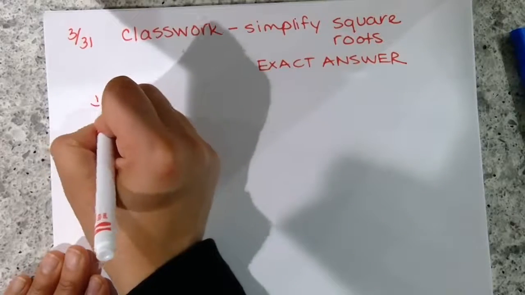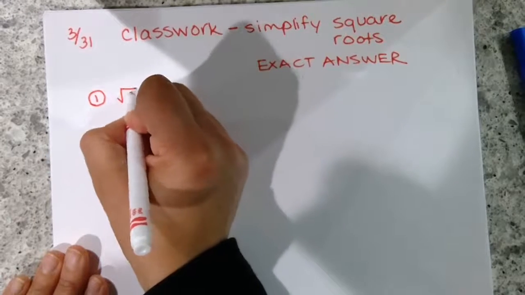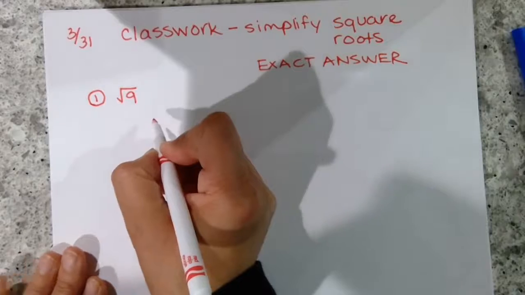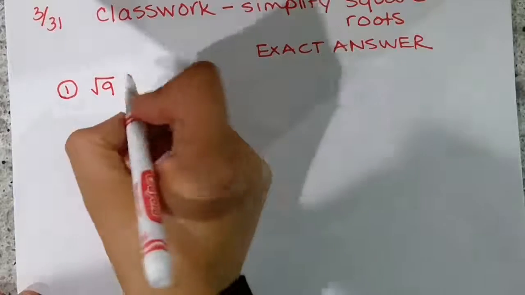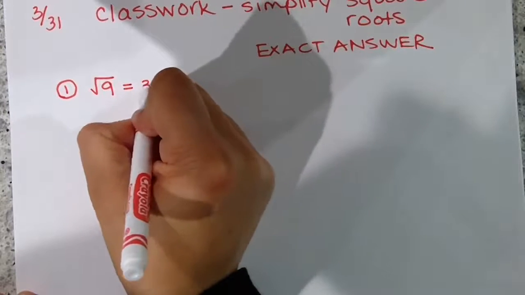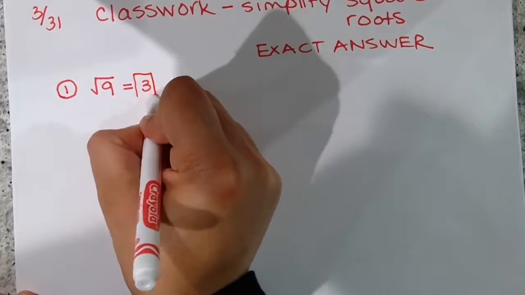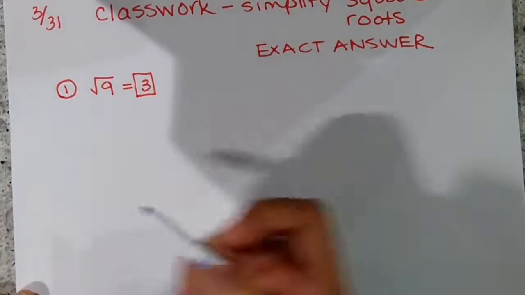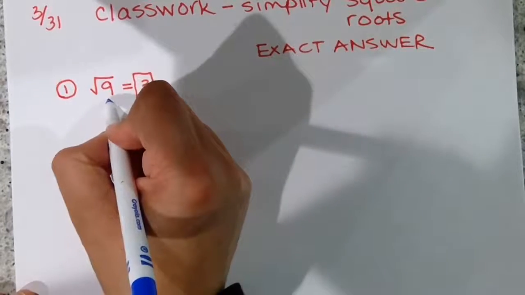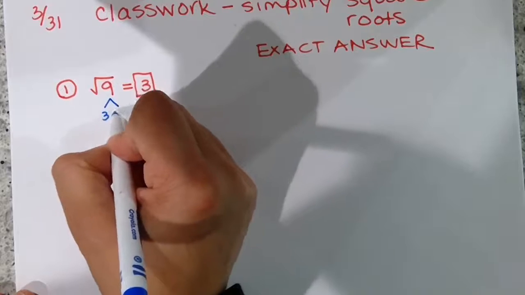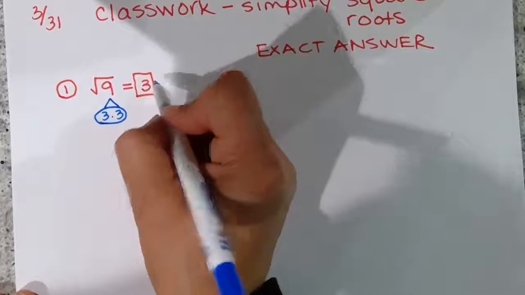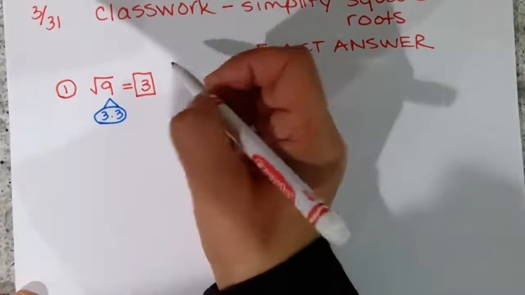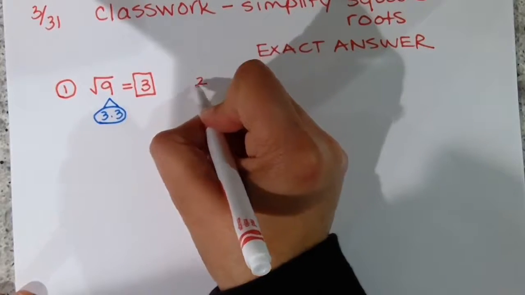So number one, the square root of 9. Well, the square root of 9 is just 3 because 3 times 3 is 9. If you didn't know that, you could break this apart into 3 times 3, and whatever is doubled comes out. So your answer is just 3. All right, let's try another one.